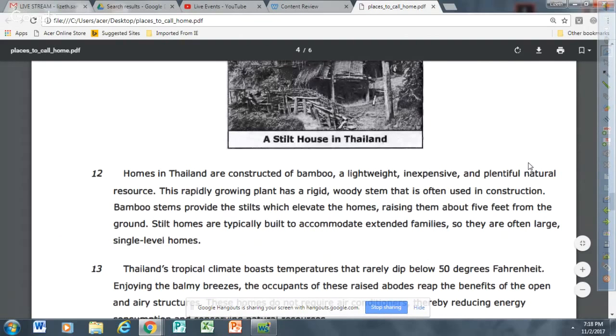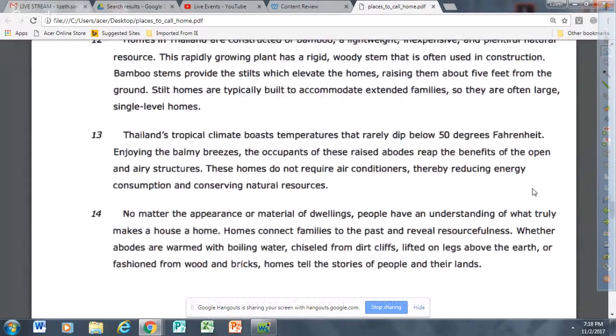Thailand's typical climate boasts temperatures that rarely dip below 50 degrees Fahrenheit. Doesn't really get colder than that. Enjoying the balmy breezes, the occupants of these raised abodes reap the benefits of the open and airy structures. These homes do not require air conditioners, thereby reducing energy consumption and conserving natural resources.